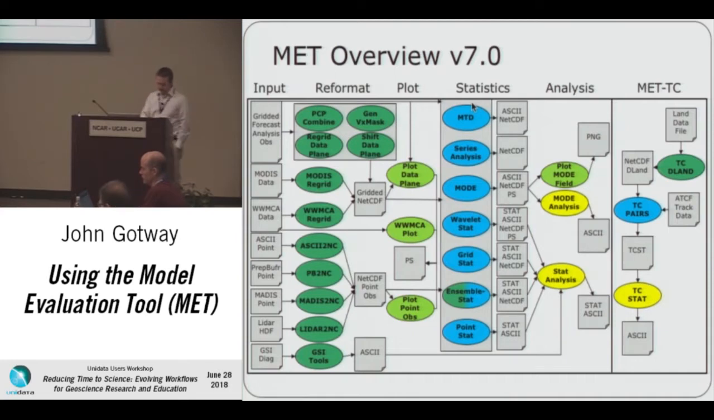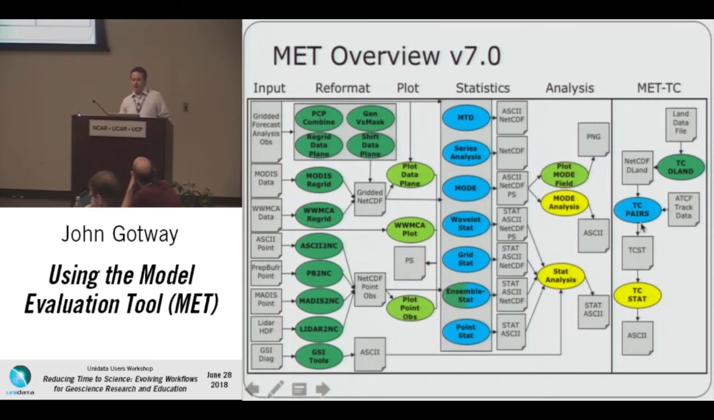The ones shown in light green, I'll use the mouse here. Is that working? There we go. These are utilities for making some sort of plots. The ones listed in blue are the workhorse. These are the tools that actually take the forecast data and compare it to gridded or point observations and compute statistics. So that's where the heavy lifting is. And then the tools shown in yellow are the mode analysis and stat analysis tools. These tools are meant to aggregate the results of the statistics tools across multiple cases.